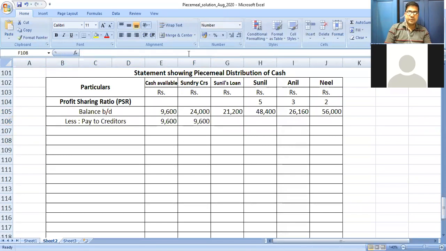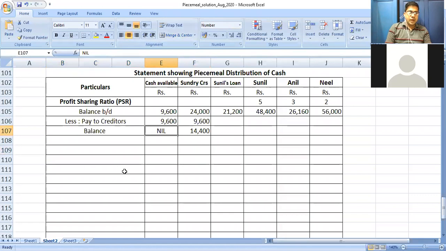There is no hard and fast rule that the whole amount should be paid, because whatever amount is there, that we have to consider. Now we have a balance available: cash nil, there is no cash right now. From the 24,000 creditors, 9,600 is paid. It means the still unpaid value is 14,400. I hope you understood what is going on.